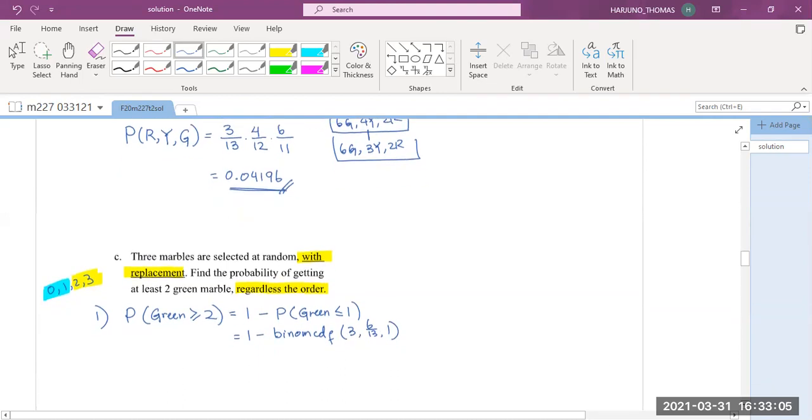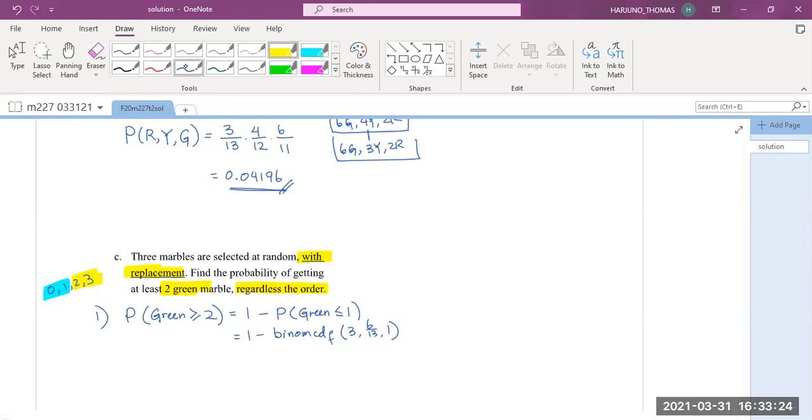Okay. Oh, hold on, Thomas. Why do you call that binomial? How do we know that's binomial? Because you do it with replacement, and you're only about the number of green marbles you get. Okay, regardless how you get it.